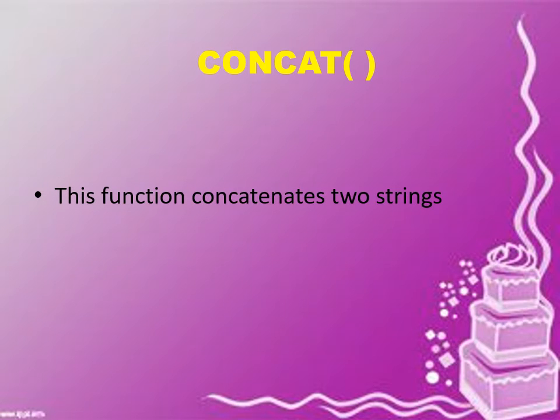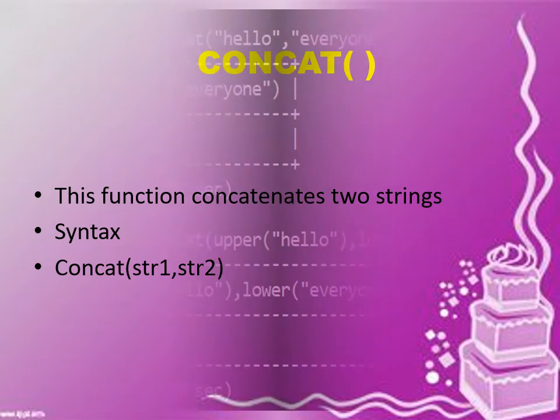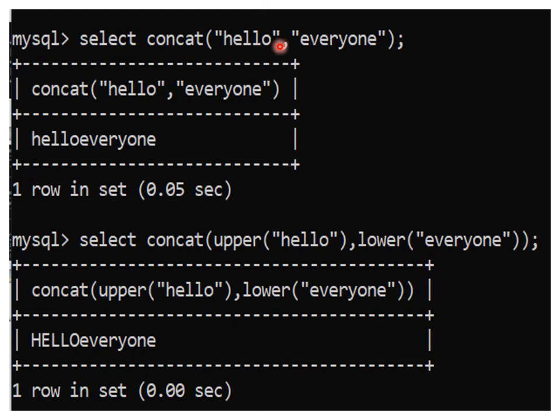Concat. This function concatenates two strings, meaning adding two strings and producing a third string. This is the syntax: concat function, string 1 comma string 2. You can see in the example, hello is the first string, comma, everyone is the second string. After concat it will produce the third string, hello everyone.